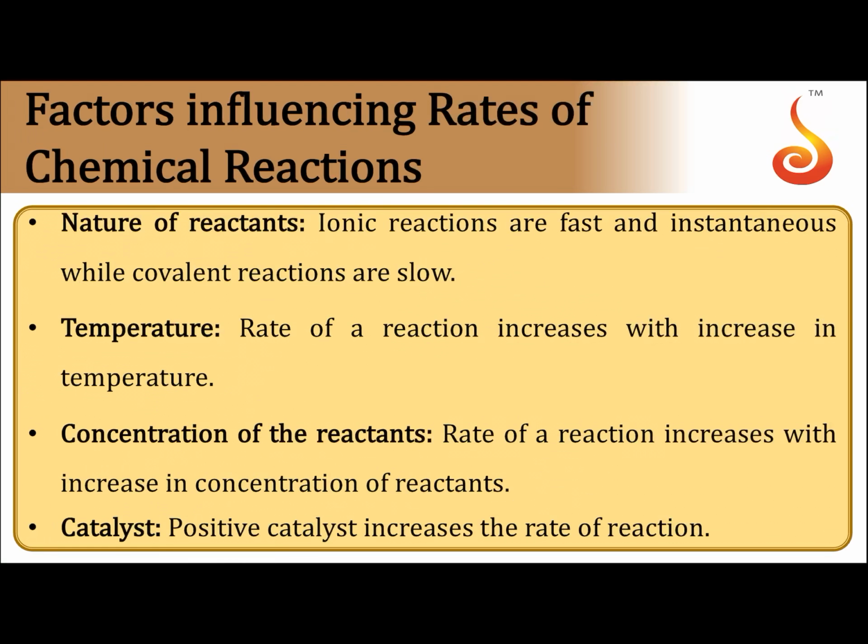Now the factors influencing the rate of reaction. It depends upon the nature of reactants. In general, ionic reactions are fast and instantaneous while covalent reactions are slow. It depends upon the temperature. The rate of reaction increases with increase in the temperature. We'll see details afterwards. The concentration of reactants: the rate of reaction increases with the increase in concentration, except for zero order reactions. A catalyst: always we are using a positive catalyst here. A positive catalyst increases the rate of reaction, meaning adding a catalyst always increases the rate of reaction.